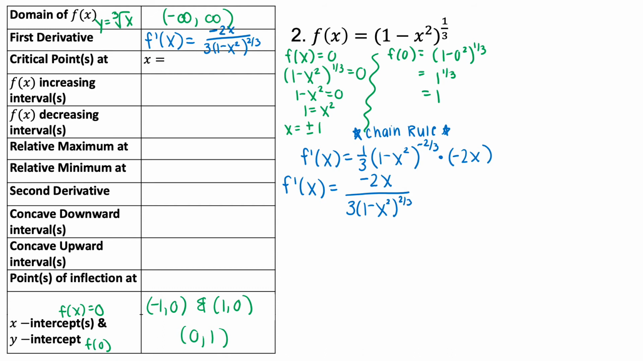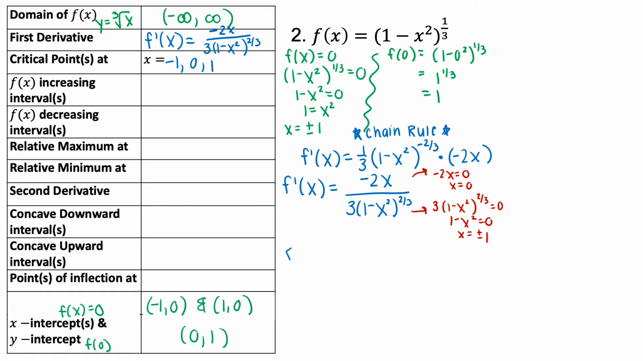Okay, remember from here, to find our critical points, we want our numerator set equal to 0 and our denominator set equal to 0. So setting our numerator equal to 0, we get the critical point x equals 0. Setting our denominator equal to 0, 3 times (1 minus x squared) to the 2/3 equals 0. We're left with (1 minus x squared) to the 2/3 equals 0, and then taking the 3/2 power of both sides, we're left with 1 minus x squared equals 0. So 1 equals x squared, so we get x equals plus or minus 1. So our critical points happen at negative 1, 0, and 1.